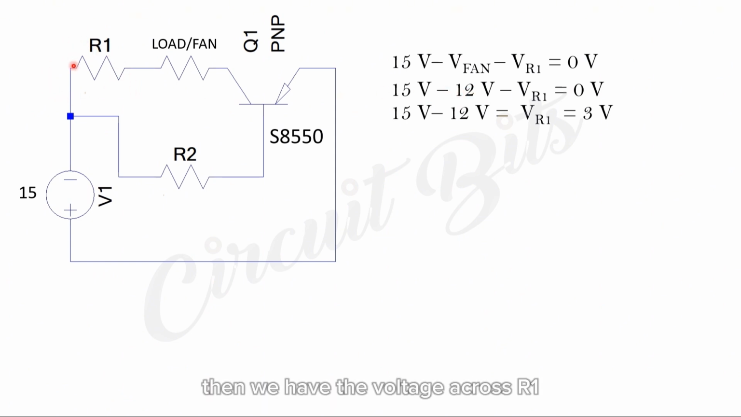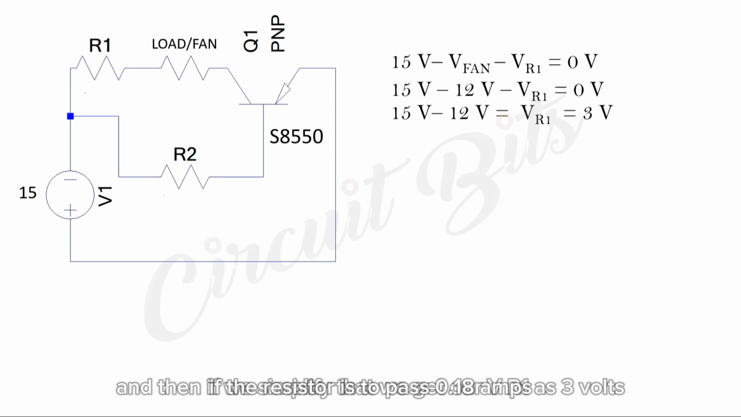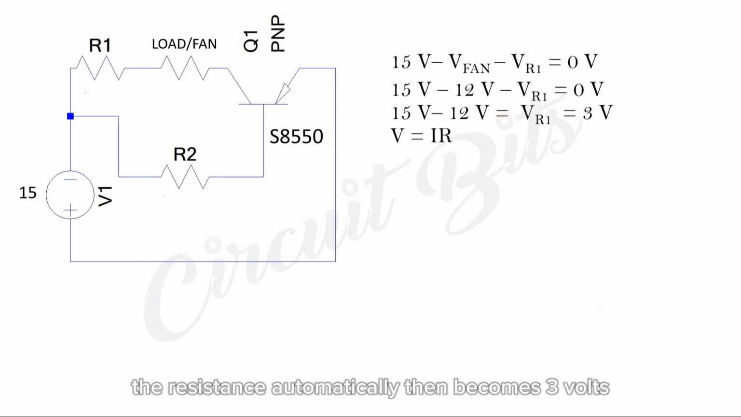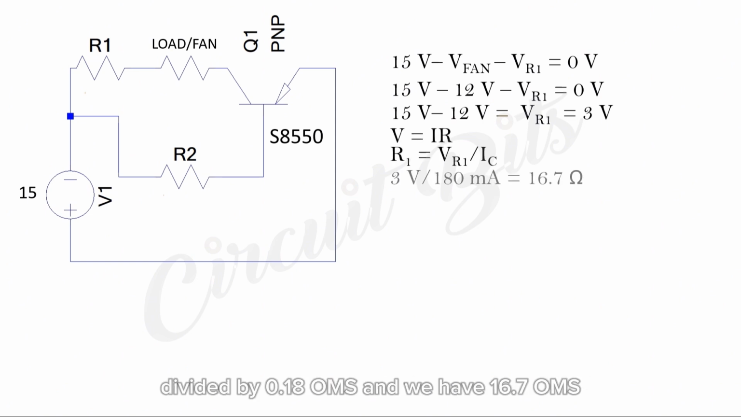Then we have the voltage across R1, which is what we're trying to find. So we have 15 volts minus 12 volts, which is equal to VR1. And if we simplify that, we get our VR1 as 3 volts. If the resistor is to pass 0.18 amps when it has 3 volts across its ends, the resistance automatically becomes 3 volts divided by 0.18 amps, and we have 16.7 ohms.